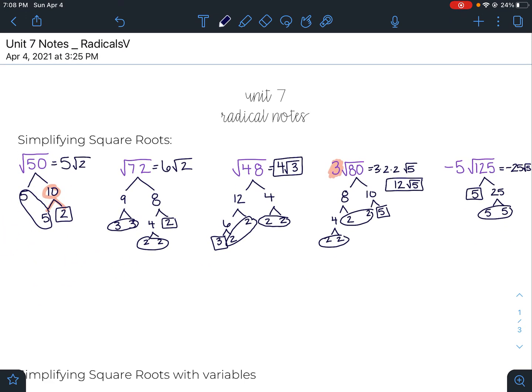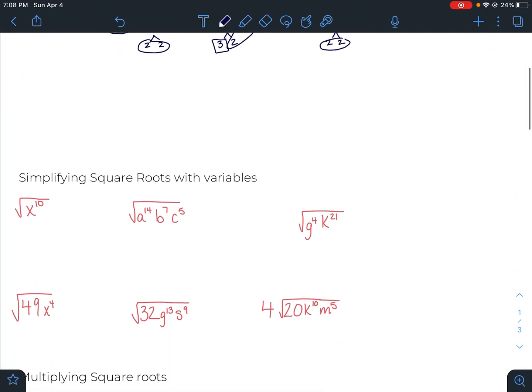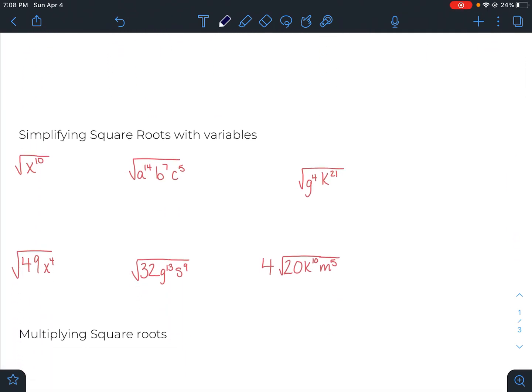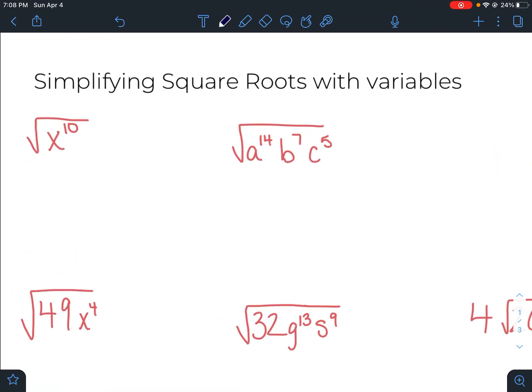Now those only involved numbers. Beautiful, awesome. But what happens when I throw in variables? Now if you would like to take a minute and copy down what I have here, then we'll get started.